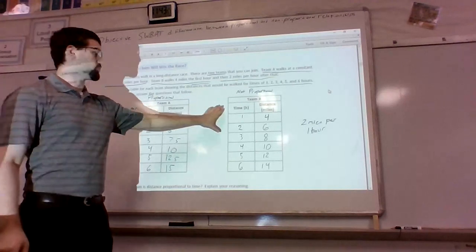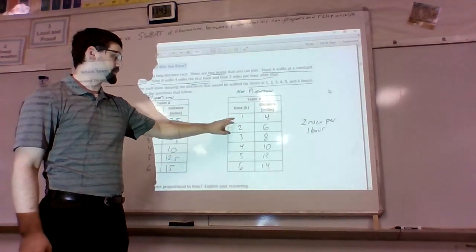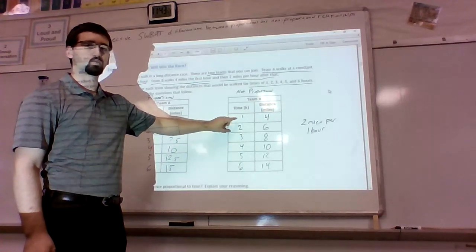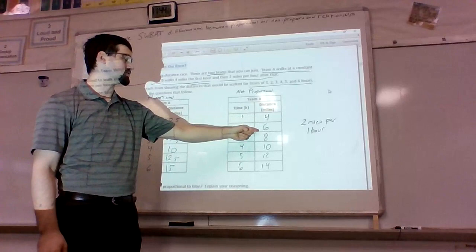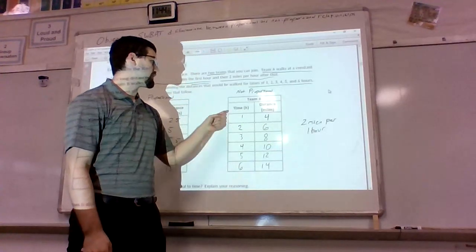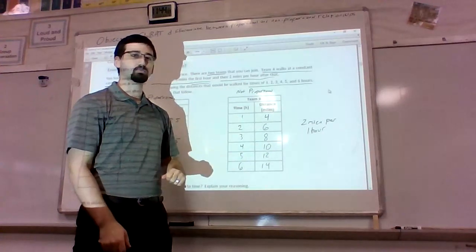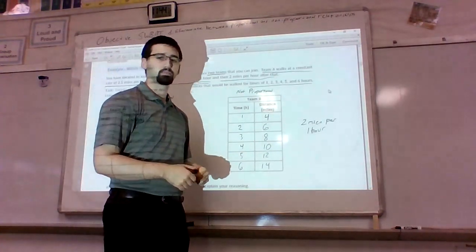So this is not proportional because even though it looks like it goes up by 2 every time, this first one does not fit in with the rest of the information there. Even though every time it goes up by 2, if they're traveling 2 miles per hour in every situation, then after 1 hour they should have only traveled 2 miles. But this told us they traveled 4 miles in the first hour.